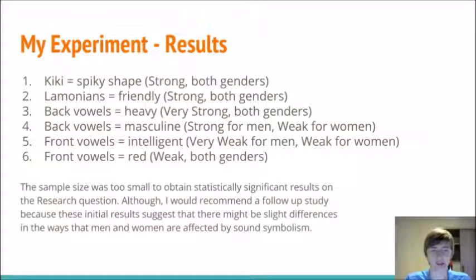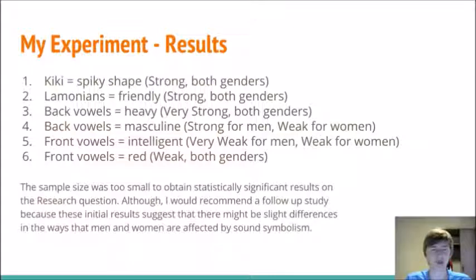Pretty much everyone said Kiki was a spiky shape, and the Lemonians were friendly. That was very strong. And then the back vowels being heavier was a very strong correlation. Pretty much everyone picked all of those correctly, or in that manner. And then the back vowels being masculine was also pretty strong. But when it came to the front vowels and intelligence, it was very even. There were a lot of contradictions between people's answers about what was more intelligent or not. So it was very weak. But it was slightly stronger for the women than the men, which is interesting.